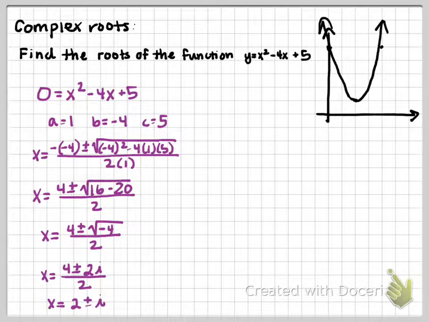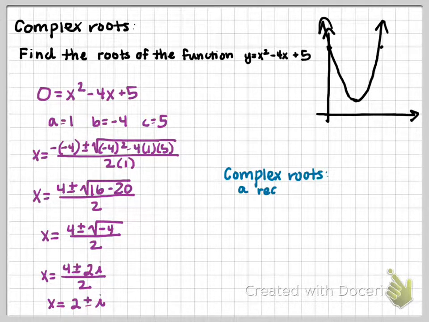So I get 4 plus or minus 2i divided by 2. Now I divide 4 by 2 to get 2, and I divide 2 by 2 to get 1i. Okay, so all I'm doing is simplifying 4 divided by 2 and 2 divided by 2. That gives me my roots. Now obviously when I write these, I'd have to write it as 2 plus i, comma 0, and 2 minus i, comma 0. That's how you would write your roots.